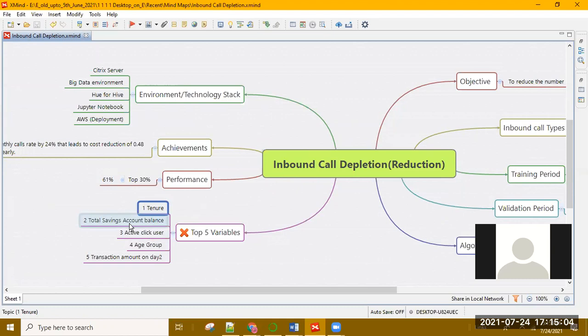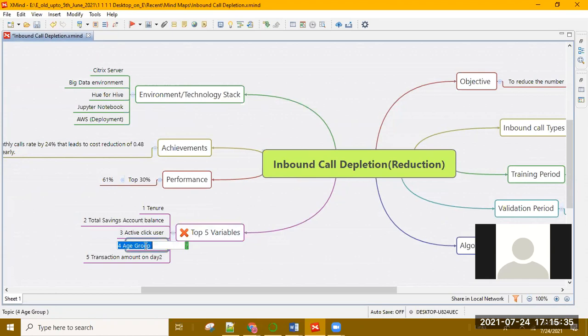Next top variable we got is total saving account balance. If it is a saving account, how much is your saving account balance? That is also one of the top variables. Then active click user. Based on the bank, they may have some app. So in that app, whether they are active or not. Active click means they are active users in the app. That is also one of the top variables that came.